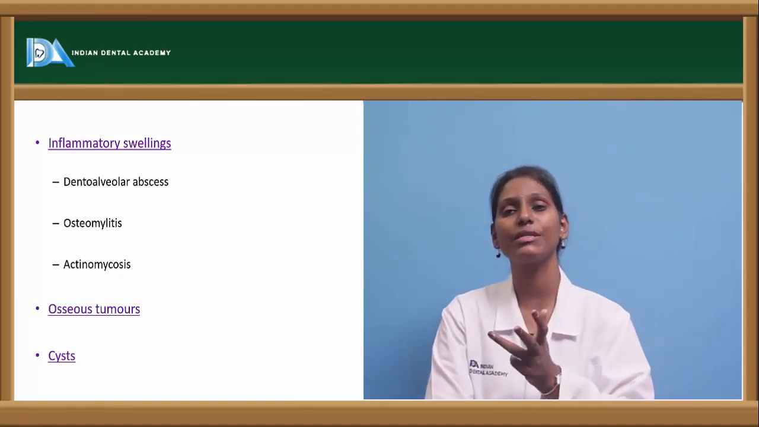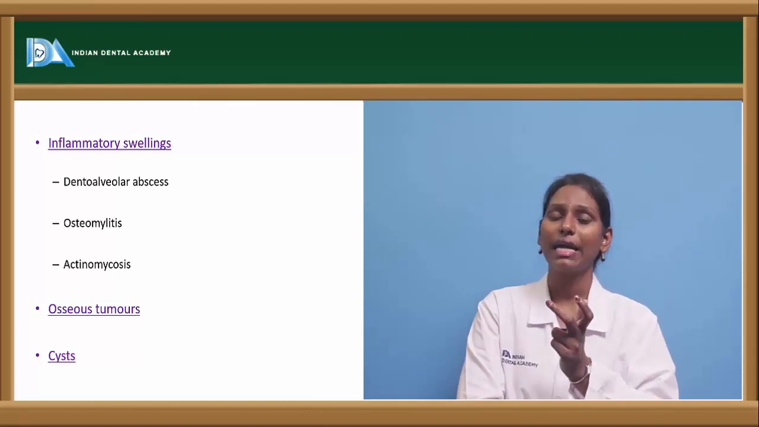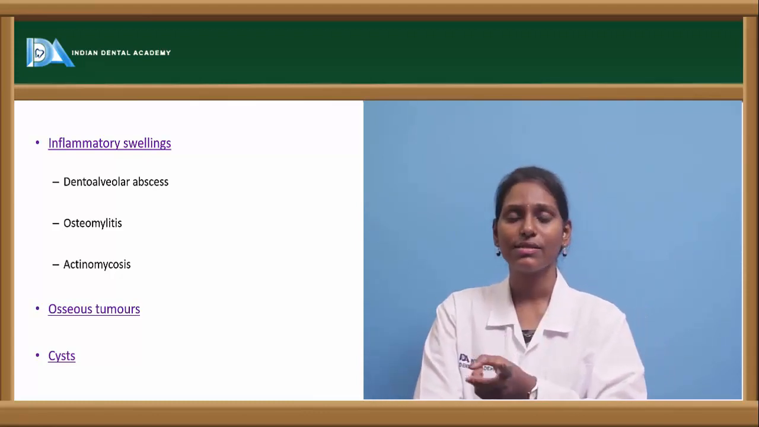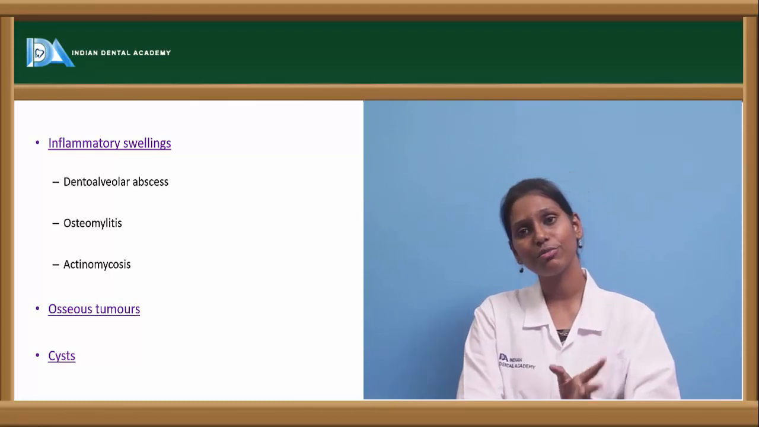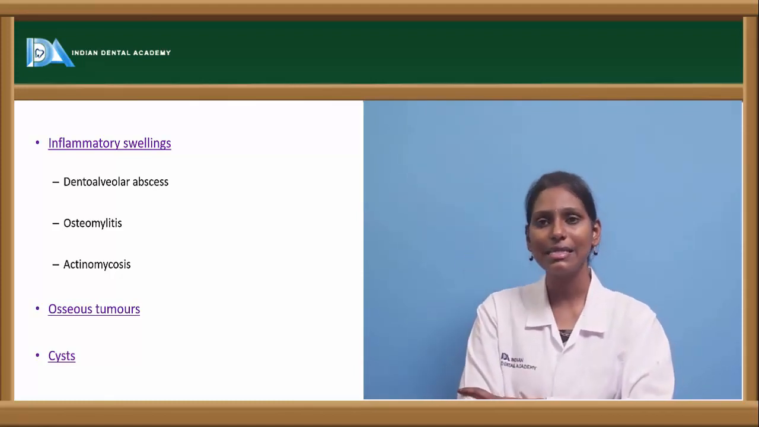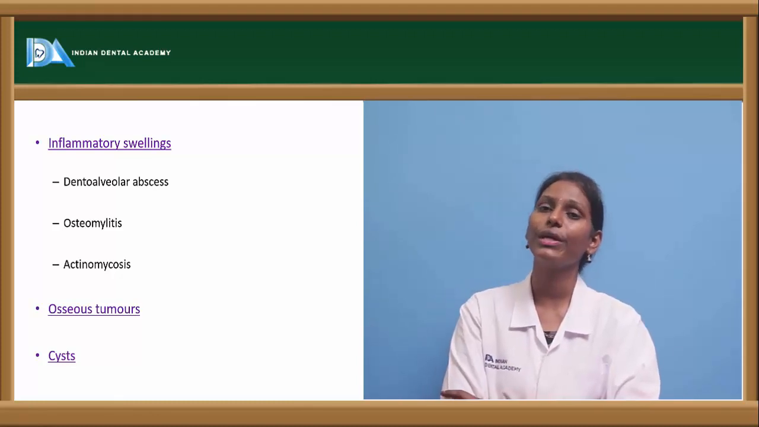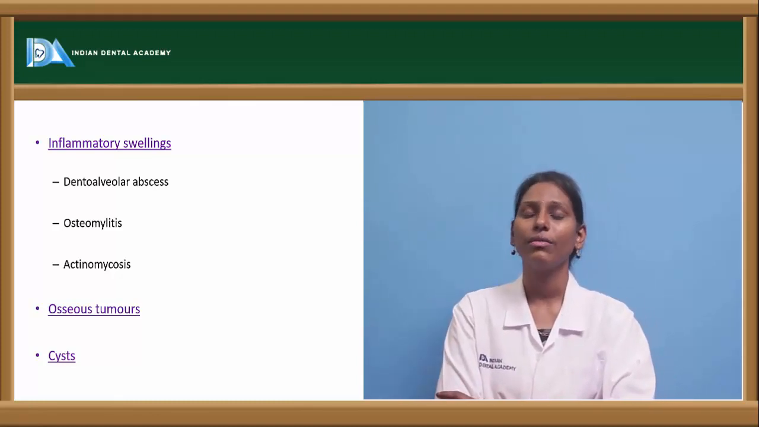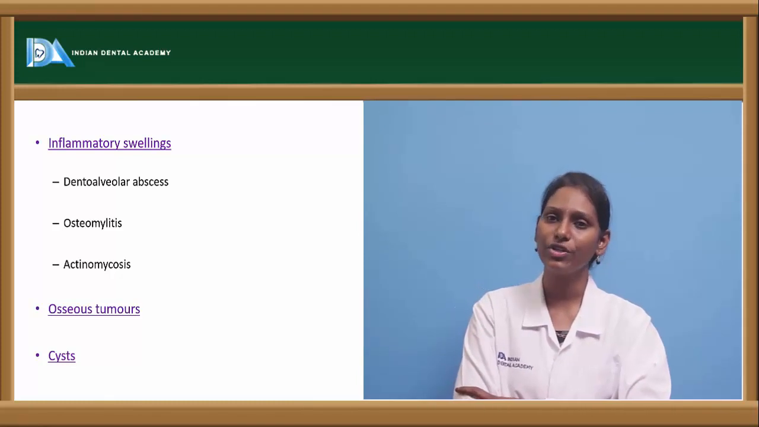Whereas malignant tumors can be metastatic tumors of the jaw. We actually have squamous cell carcinoma of the alveolar bone, soft tissue tumors attacking the alveolar bone. These are again osseous tumors. And a cyst is nothing but a collection of fluid within a contained space, and there are many odontogenic cysts.